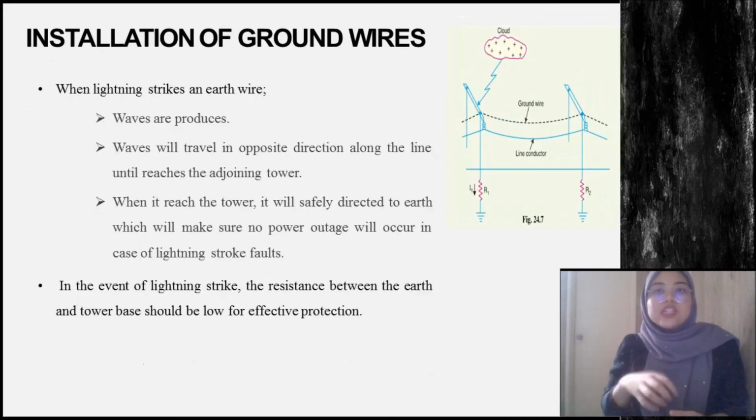When lightning strikes an earth wire, a wave is produced. This wave will travel in the opposite direction along the line until it reaches the adjoining tower. When it reaches the tower, it will be directed to the earth safely, which will make sure no power outage will occur. For effective protection, the resistance between the earth and the tower base should be as low as possible.